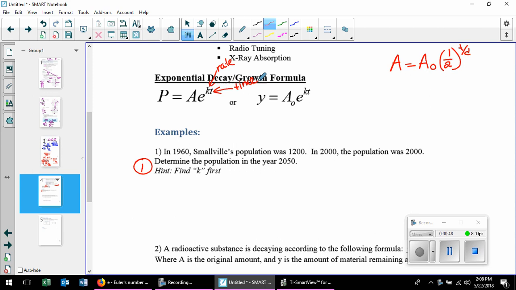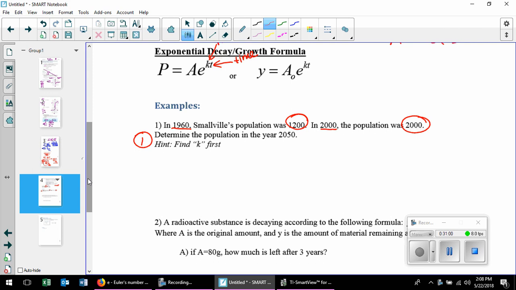So we're going to take what we know, the data that we know, and fill that in. So we know that P, is P my starting population or my ending population? Ending. Usually your initial is inside. Okay, so P is going to be 2,000. What's my initial population? 1,200. What's my T? How much time has passed between 1960 and the year 2000? 40 years. So I'm going to have 2,000 is equal to 1,200 times e to the exponent k, or I guess I can put 40k.